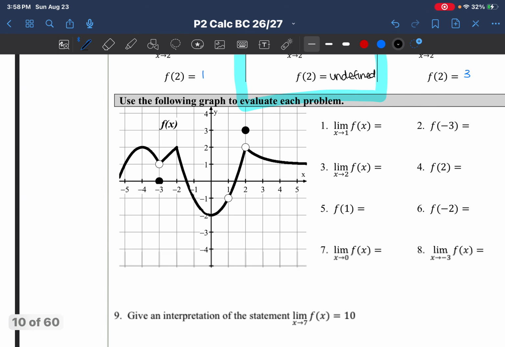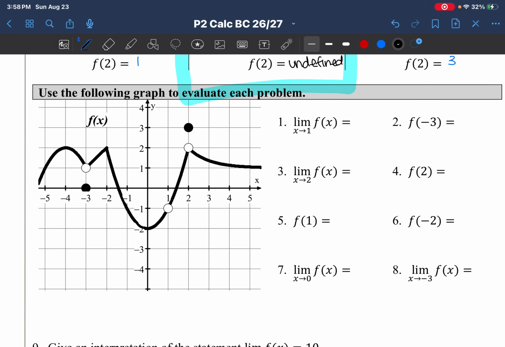Okay, so let's look at some examples here. It says use the following graph to evaluate each problem. So let's start with the first one. It says the limit as x approaches 1 of f of x. Okay, so 1, so I'm going to look here. Since it's approaching 1, we have to look from the left and the right side. So notice from the left side and the right side, they are both approaching -1. So that would be our answer.